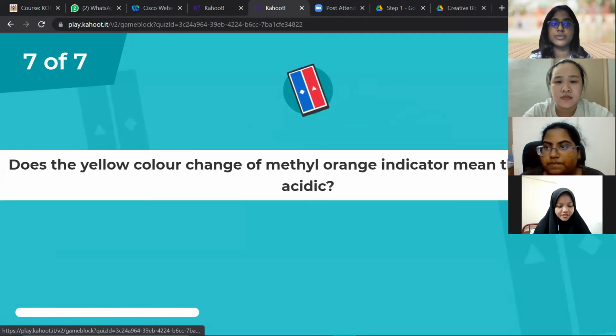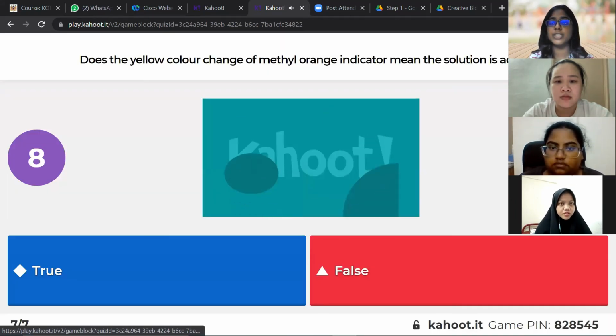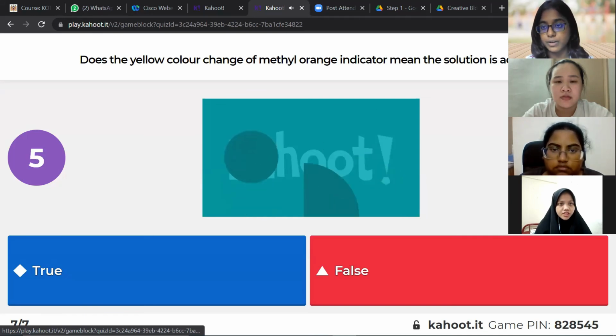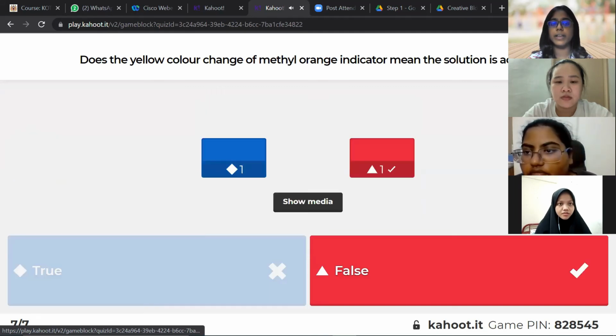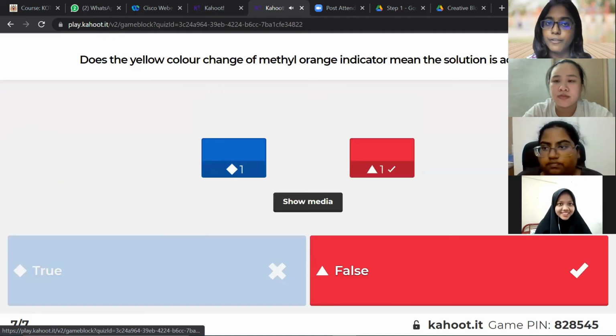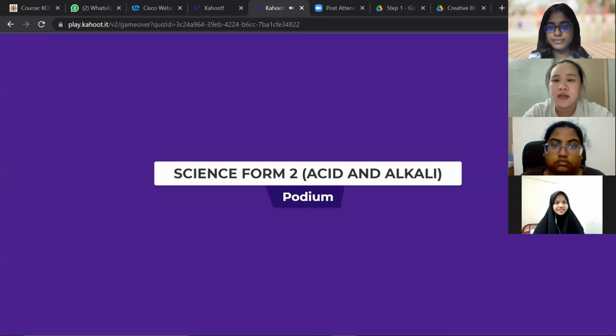Okay, the last question is a true or false question. Does the yellow color change of methyl orange indicator mean the solution is acidic? Blue is true, red is false. Okay, so the answer is false. So the yellow color change in a methyl orange indicator means the solution is alkaline, not acidic. So if it's acidic, it will change to red. Okay, everybody understood? Yes, teacher.